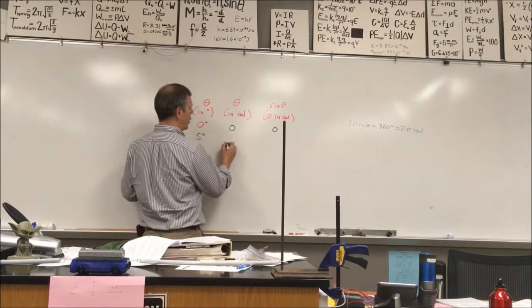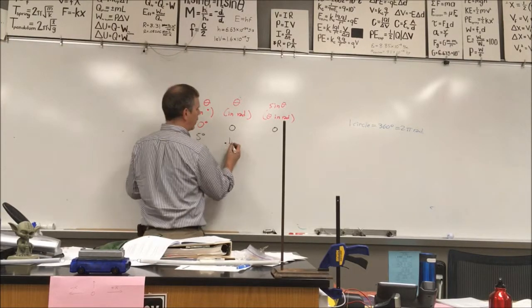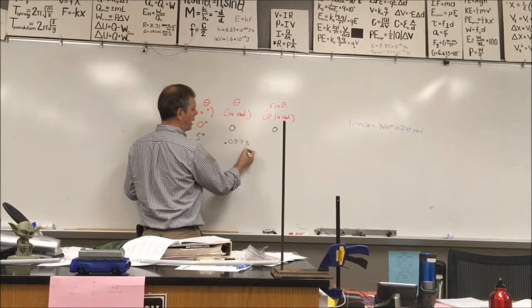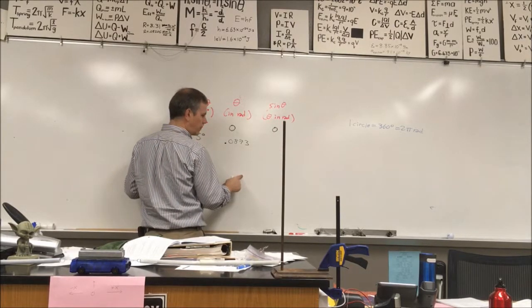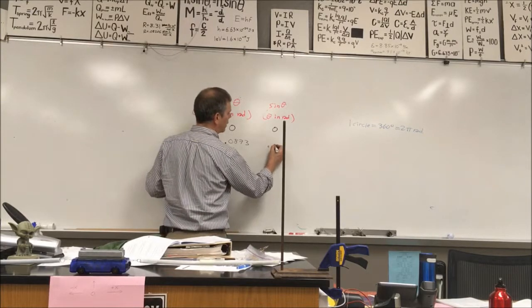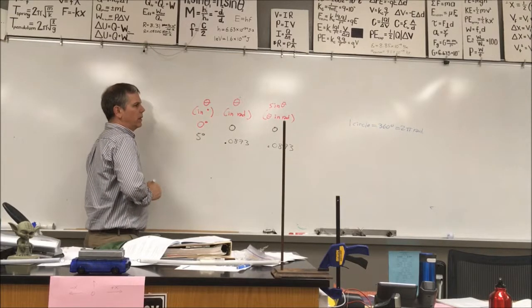Pi over 36 is 0.0873. Put it in here. Sine of that gives me 0.087. Is it the same? Yeah, it's like 0.0872.